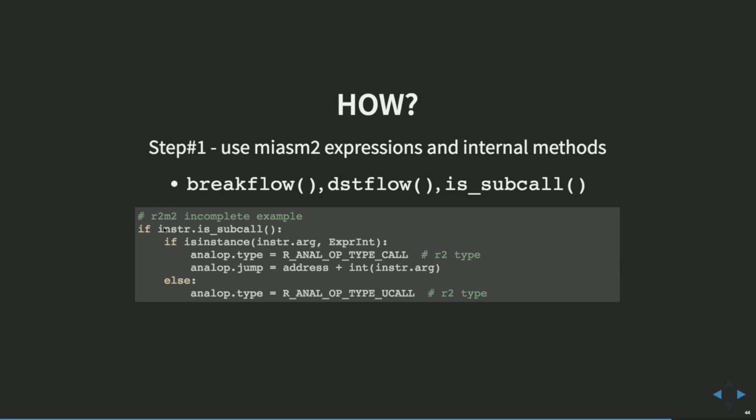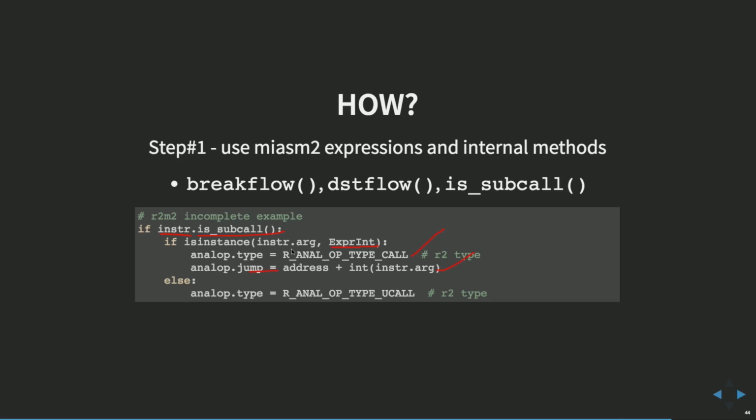Here's an example. We have in Python a MySM instruction. I will call a subcall. In this case, MySM is telling me that this instruction is a call. Then I will check the first argument type. If it's an integer, then I will set the type of the instruction to be a call, and I will try to compute the address. Of course, depending on the architecture, this could be incorrect.